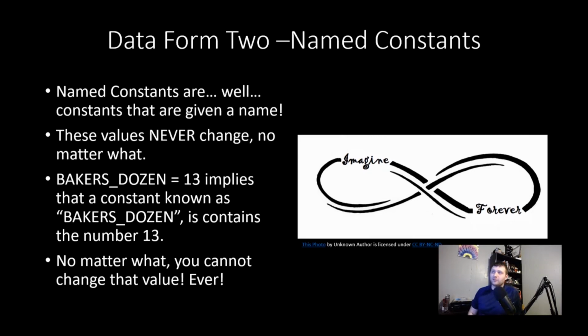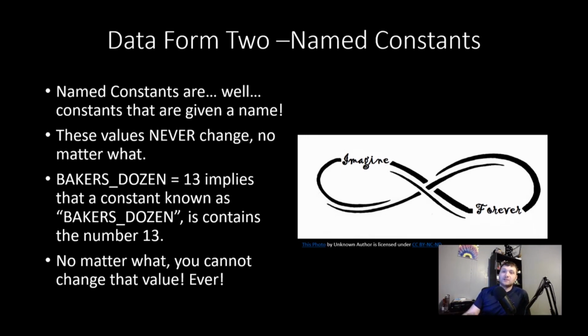Data form 2 is what's called a named constant, right? A named constant is a constant that we have given a name. Quite simply, these values will never change no matter what throughout the entire program. As long as you are in Castle Java, the named constants do not change under any and all circumstances, right?